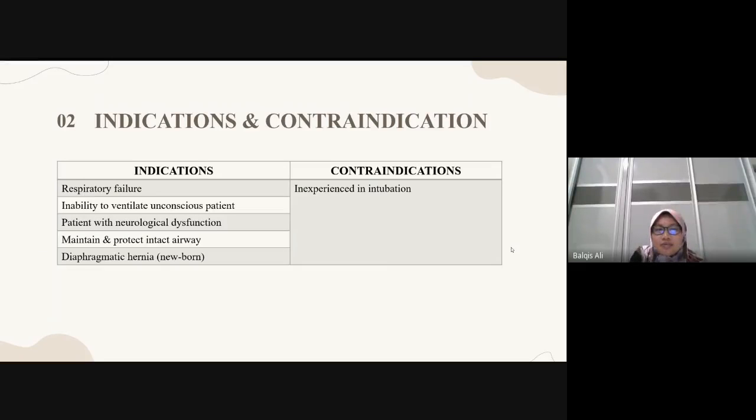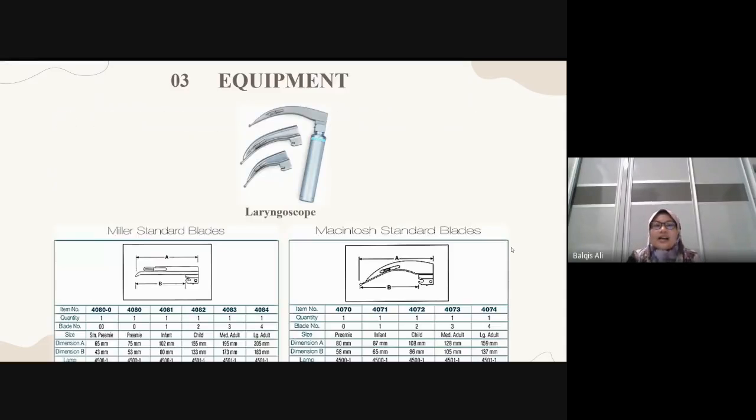And ET intubation also needs to be done to maintain and protect the intact airway, and also for the diaphragmatic hernia. Because in diaphragmatic hernia, we cannot do the bag and mask ventilation. So we need to do the ET intubation for this disease. So for the contraindication, like I've said before, if we are inexperienced in intubation.